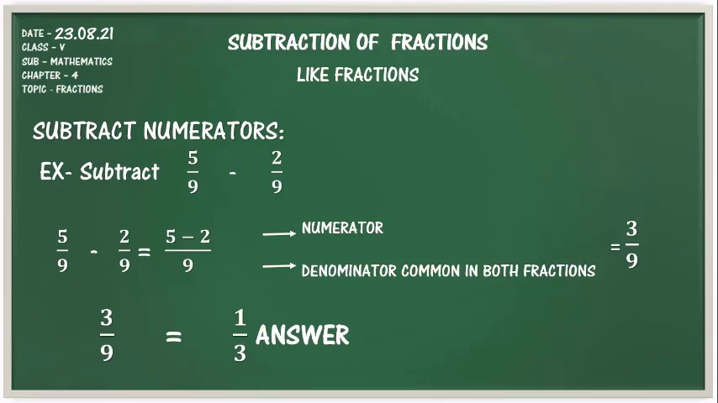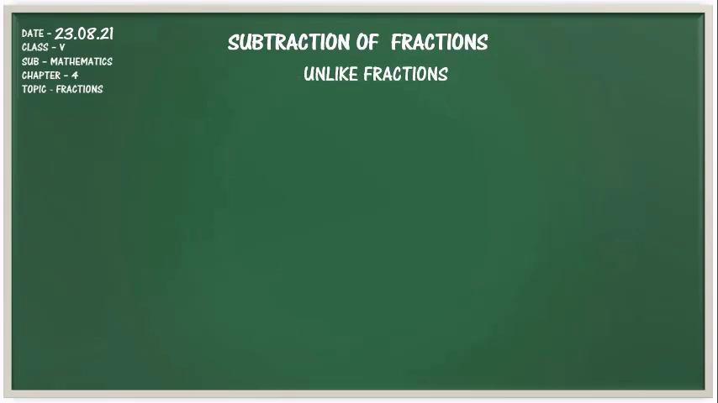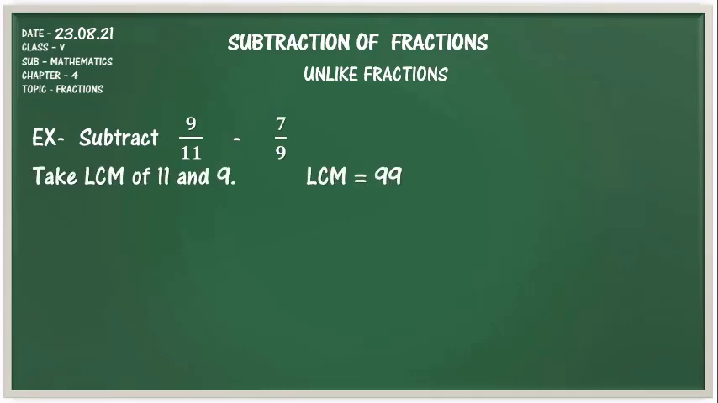Now let's try to subtract unlike fractions. So here we have our fractions. The question is 9 by 11 minus 7 by 9. So let's take the LCM. LCM of 9 and 11 is 99. Let's change them into like fractions.